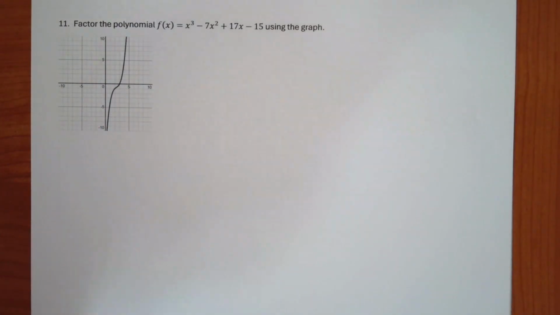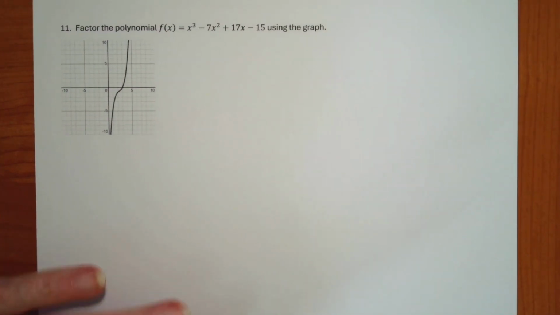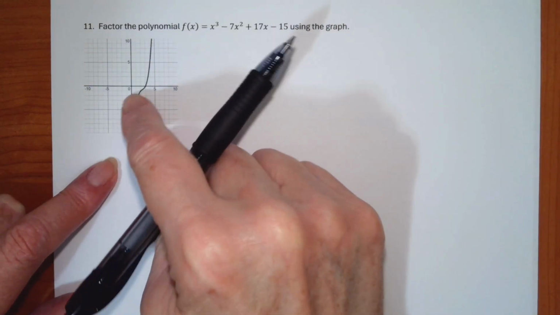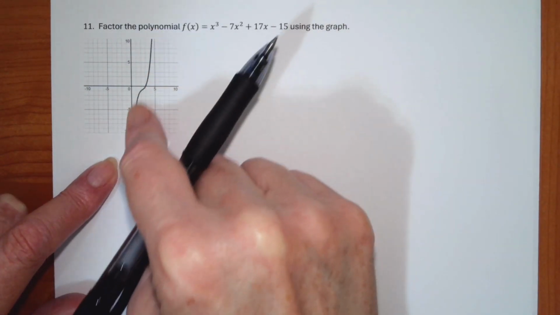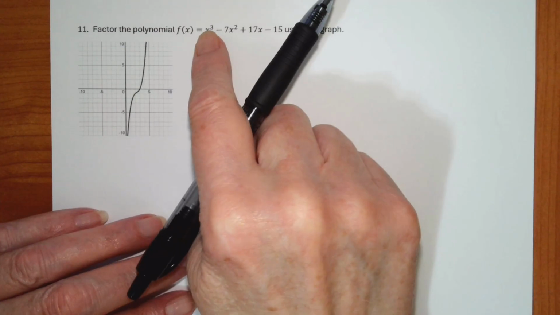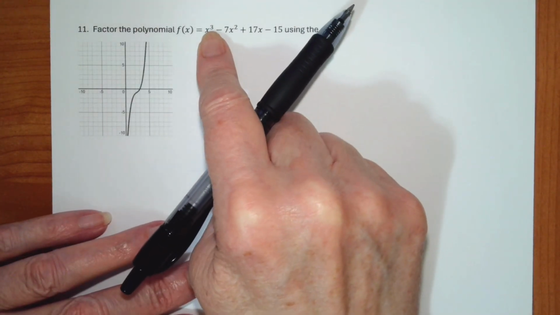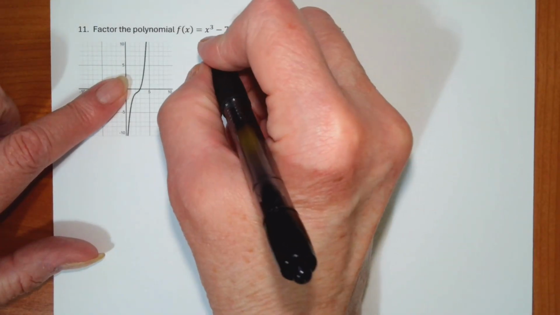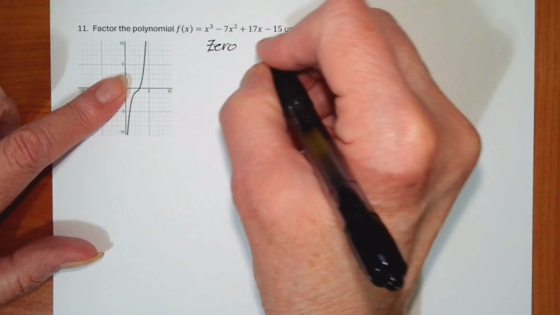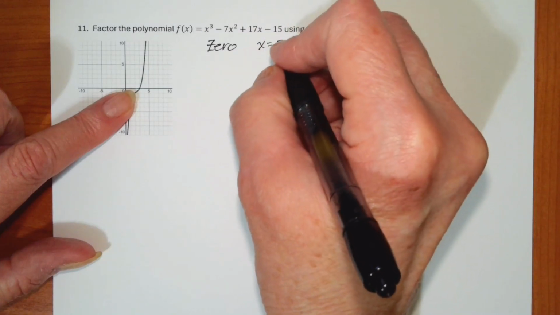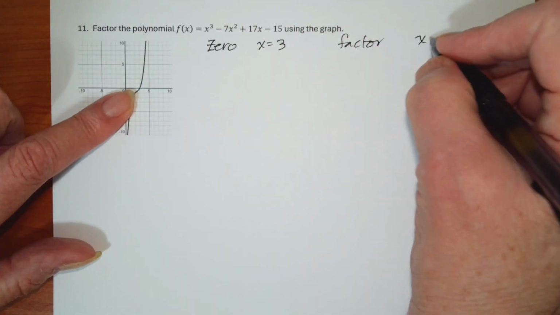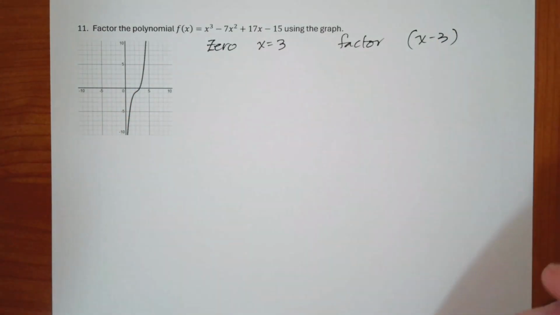All right, problem 11 asks us to factor this using the graph. Okay, so what do we know from the graph? Well, we know that this is an odd function. It's not linear, and it has to have at least a degree 3. But let's see if we can factor this. We also know that we have a 0 at x equals 3, which means we have a factor of x minus 3. So that's a good place to start.